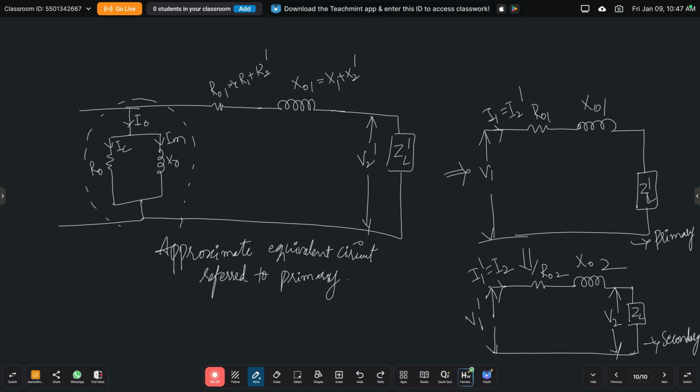So today's lecture is the complete equivalent circuit of a transformer and the approximate equivalent circuit of the transformer. Why do we have to draw this? Because from the point of view of easy simplification, we need to draw the equivalent circuit of a transformer.